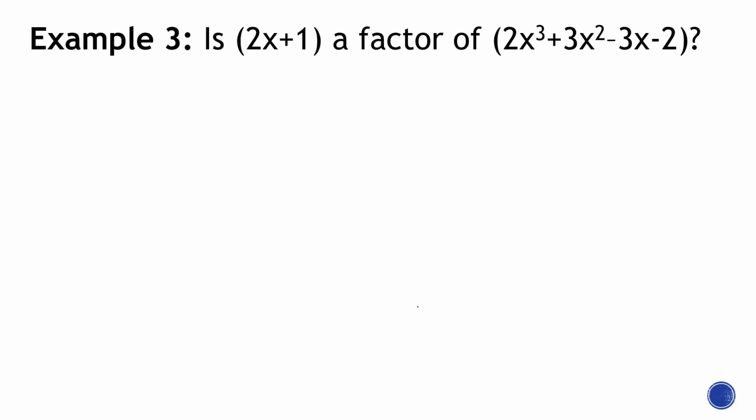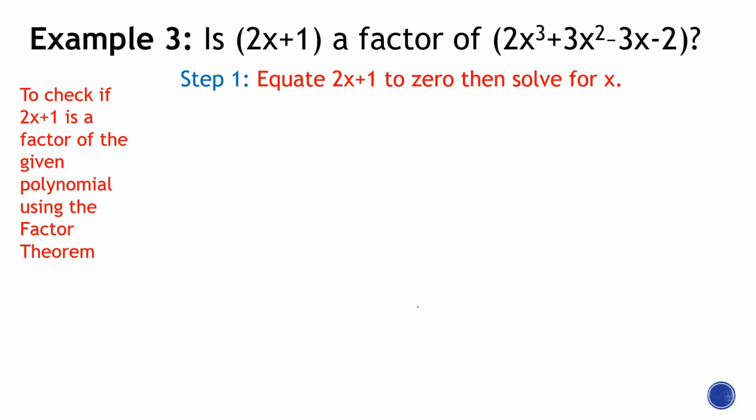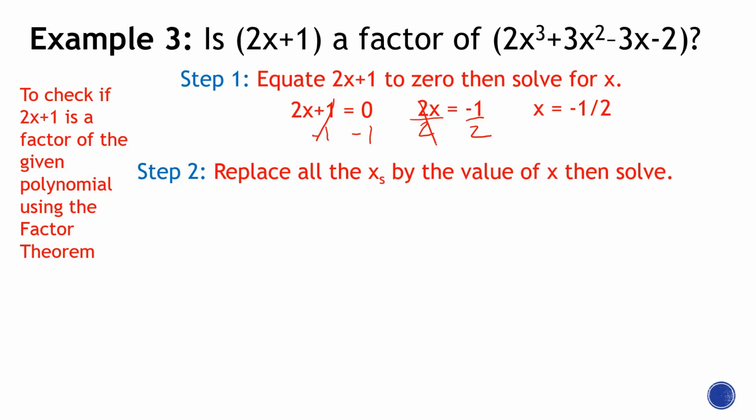Here we have 2x plus 1. Is this a factor of the polynomial? Let's see. To check, the first step is we will equate 2x plus 1 to 0, then solve for x. So I'm going to subtract 1 on both sides. And then we will divide by 2 on both sides. X equals negative 1/2. Then step number 2, we will replace all the x's by that.